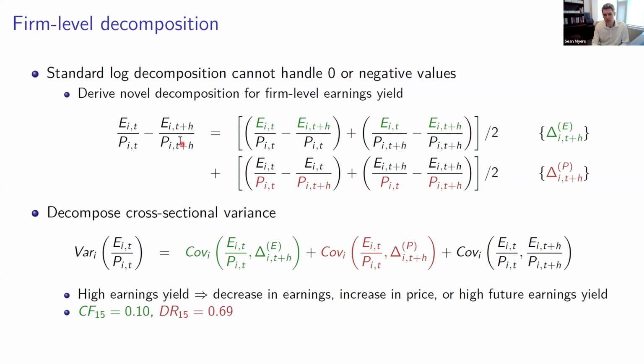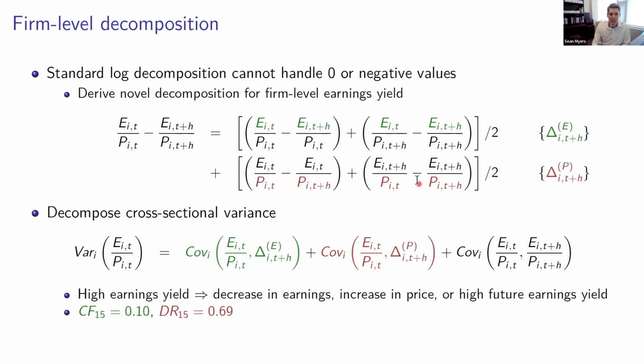into two pieces. The first piece is holding the price fixed. You can measure how much the earnings yield would have changed if you only changed the earnings. So you can measure this at the original price and at the new price. The second piece is holding the earnings fixed. How much would the earnings yield have changed if you just changed the price? Again, doing this at the original earnings and at the new level of earnings.